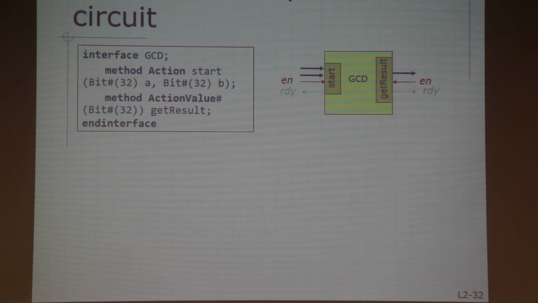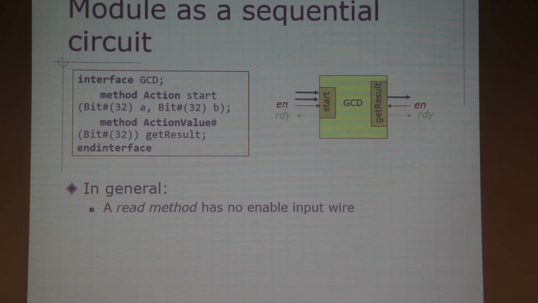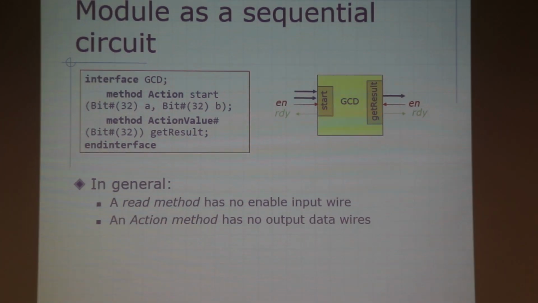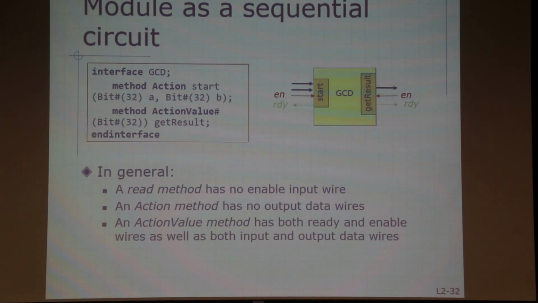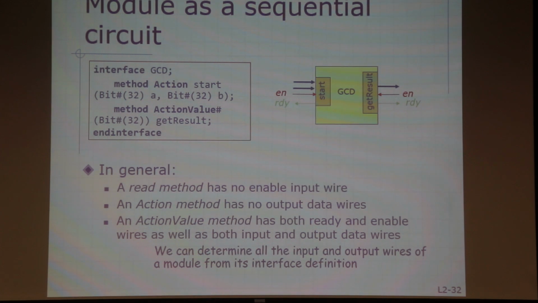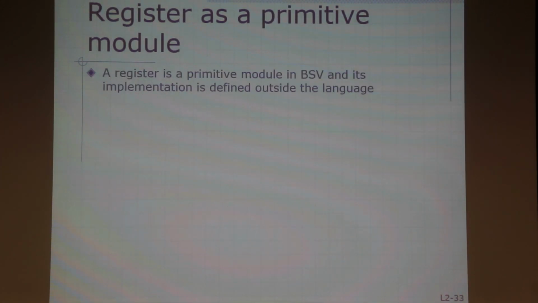Okay, module is a sequential circuit. In general, a read method has no enable input wires. An action method has no output wires. An action value method has both ready and enable wires, and so on. I have already said this.